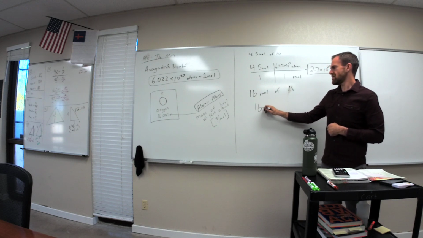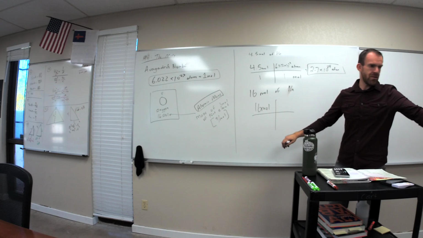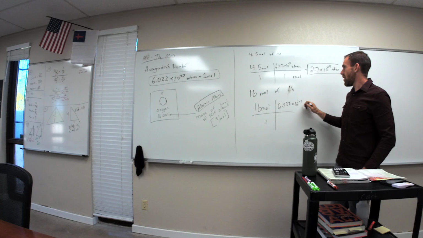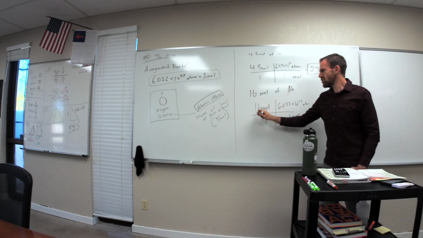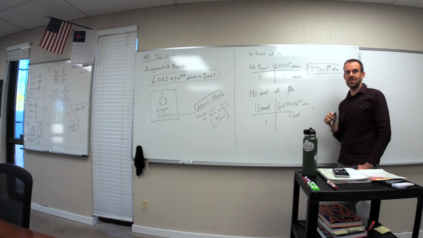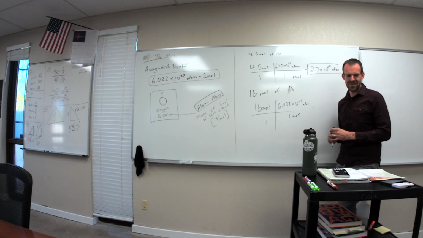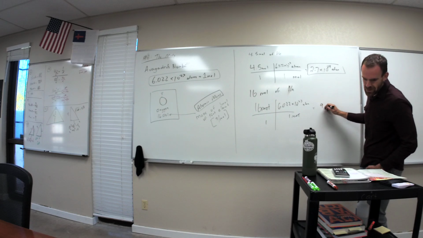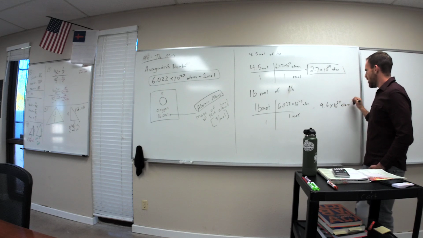So 16 moles over 1, times 6.022 times 10 to the 23rd atoms per 1 mole. Moles cancel, just like when you go to the dermatologist and they remove it from growing on your face with the laser. Then you get 9.6 times 10 to the 24th atoms.